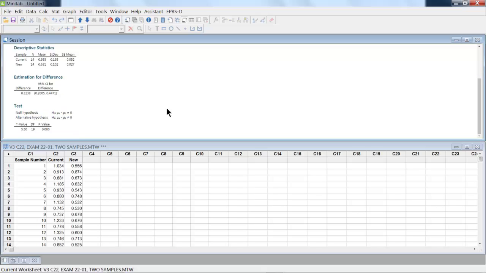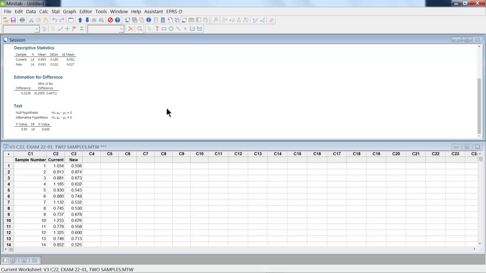The estimator for the difference, the best estimate, is you simply subtract the two means, which is shown there as 0.32, and then you can also calculate the 95% confidence interval for the difference. Under tests, you'll see the null hypothesis, mu1 minus mu2 equals 0, which is the same as mu1 equals mu2. In this particular case, the t-value is calculated to be 5.5. The degrees of freedom for comparing this information would be 19.